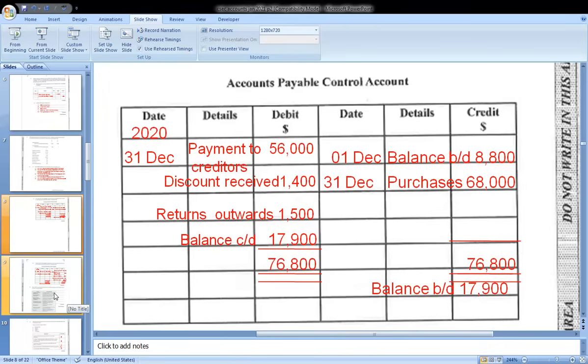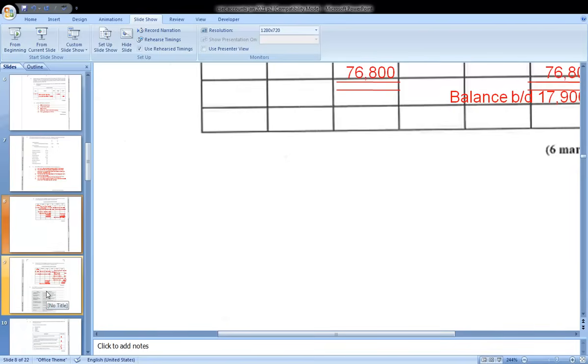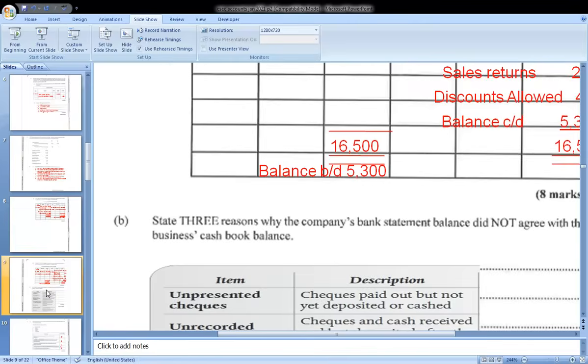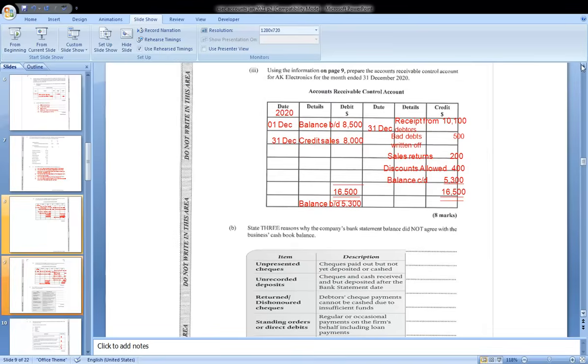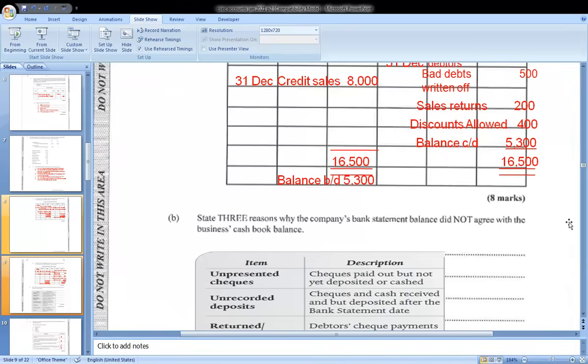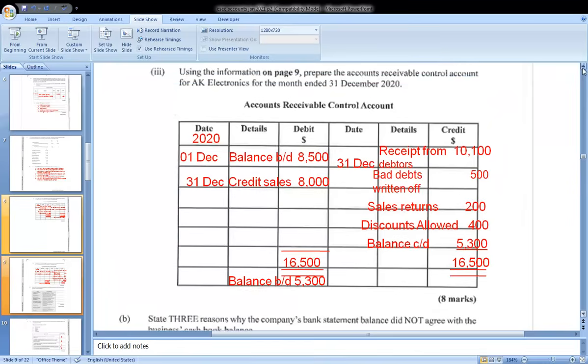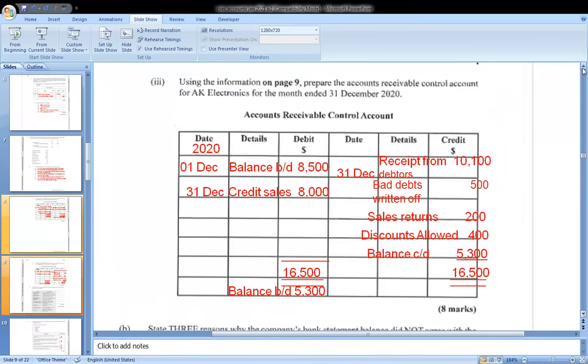Let's move on to the next part of the question now. You'll get 6 marks for that. Here we go. It says, using the information on page 9, prepare the accounts receivable control account for AK Electronics for the month ended 31st of December 2020. So this is what your accounts receivable control account should look like.